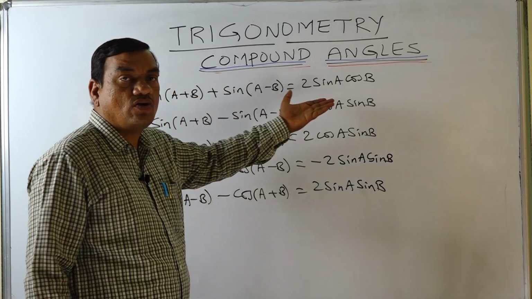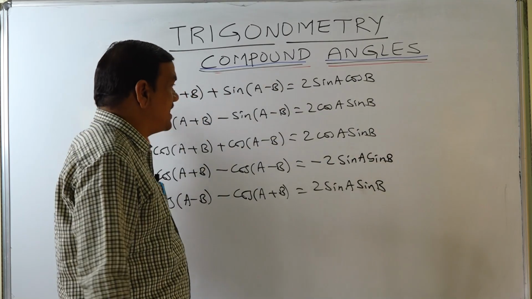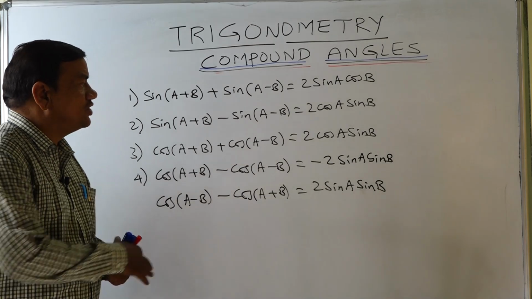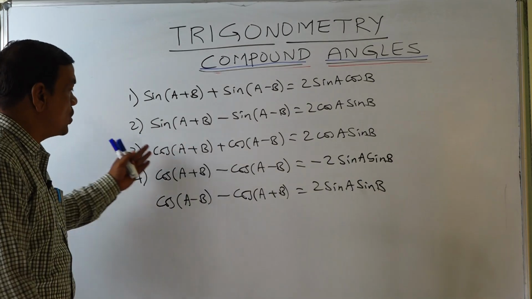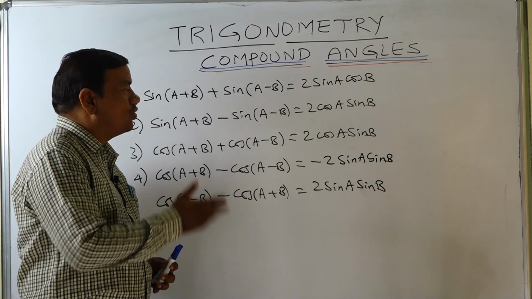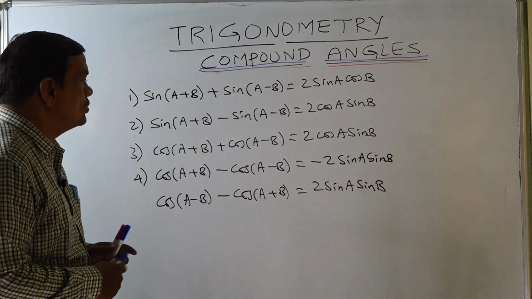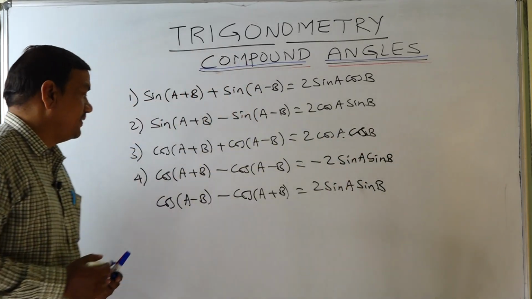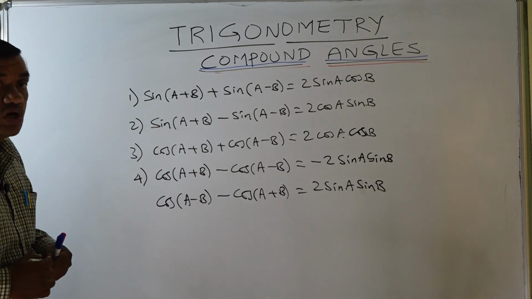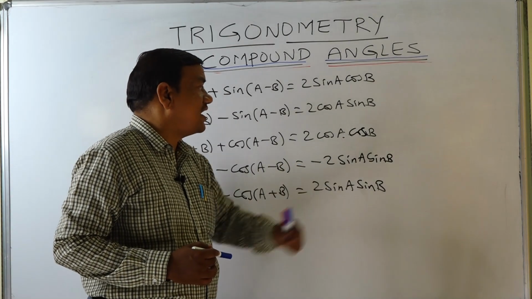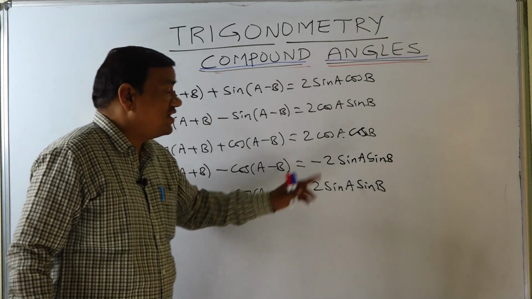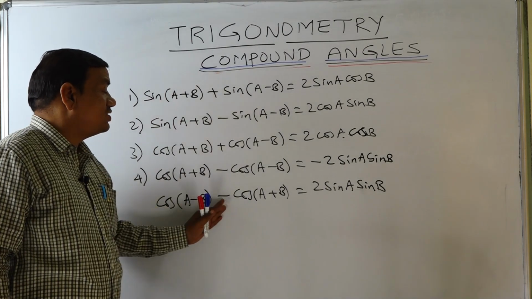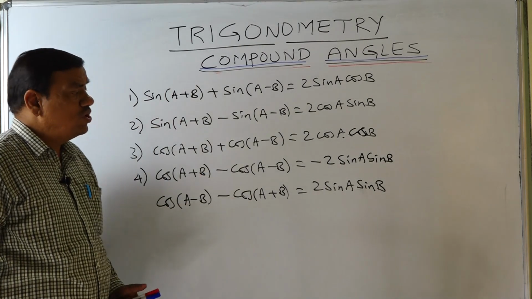Of course cos A sin B plus cos A sin B minus cos A sin B get cancelled, giving 2 sin A cos B. So sin of A plus B minus sin of A minus B is equal to 2 cos A sin B. Cos of A plus B plus cos of A minus B is equal to 2 cos A cos B. Cos of A plus B minus cos of A minus B is equal to minus 2 sin A sin B. If you don't want this minus, just interchange these two: cos of A minus B minus cos of A plus B is equal to 2 sin A sin B.